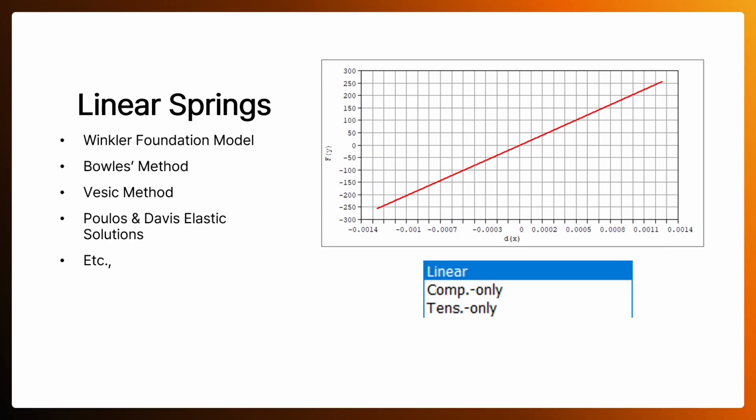Here the soil modulus remains constant throughout the load application process. One of the disadvantages is that the stiffness of the spring remains the same in both tension and compression. And here, as I said, the stiffness remains constant, and hence it is suitable for simulating small strain behavior.